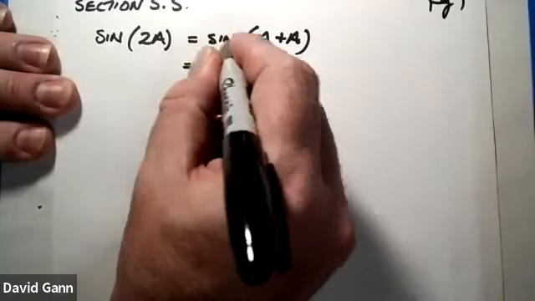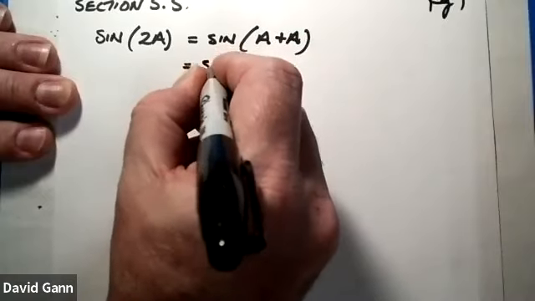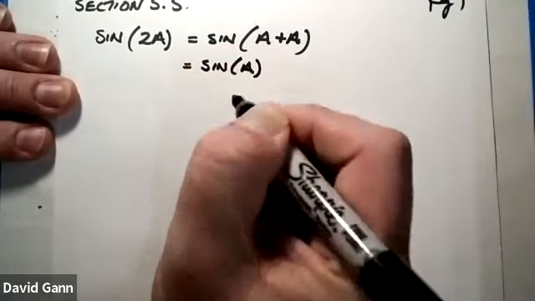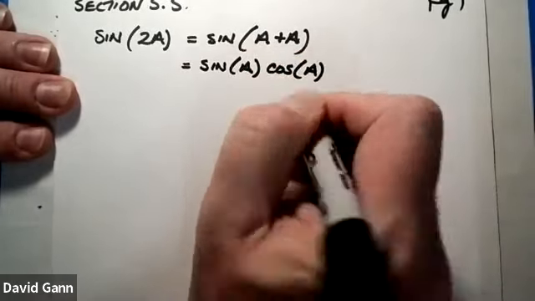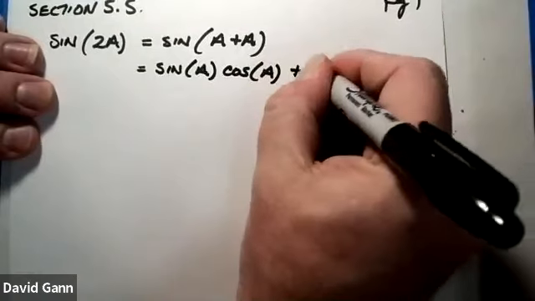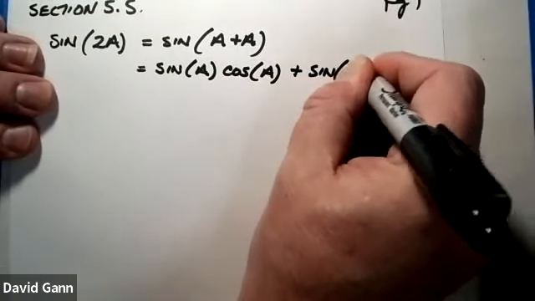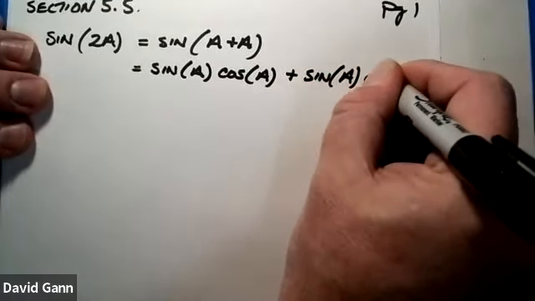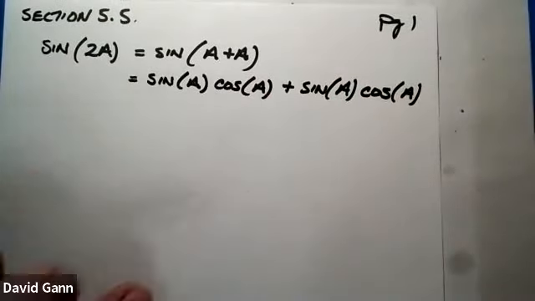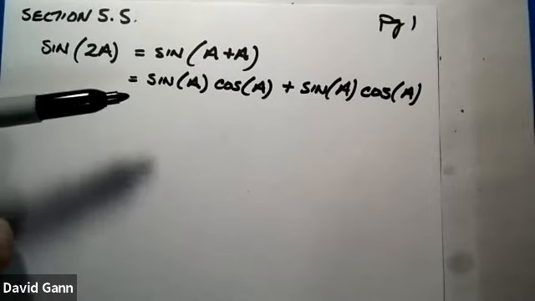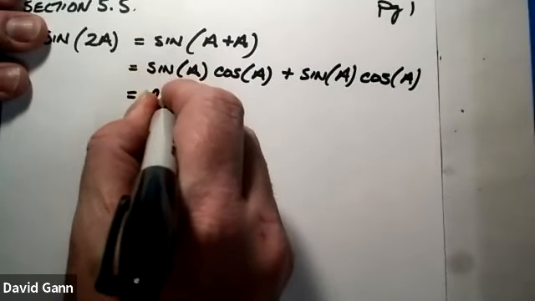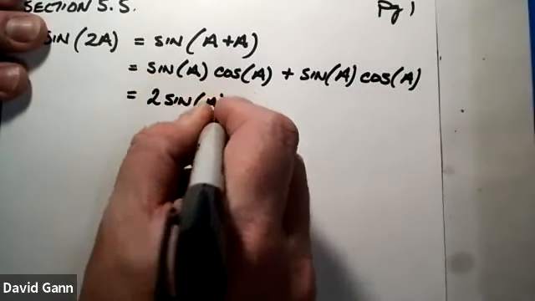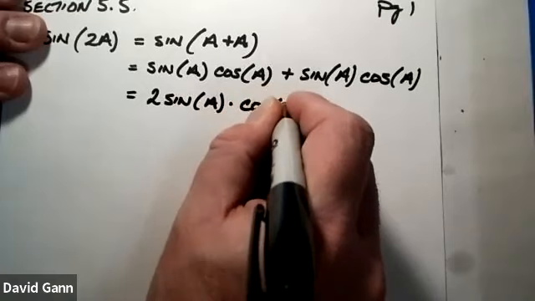Now, from our sum formula, you'll recall that the sine of a sum is equal to the sine of the first angle, which happens to be A, times the cosine of the second angle, which also happens to be A, plus the sine of the second angle, A, times the cosine of the first angle. Those are the same term, so we can combine these into a single expression: this is simply 2 times sine of A times cosine of A.